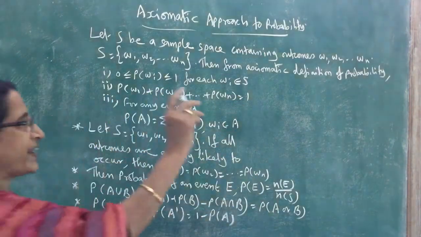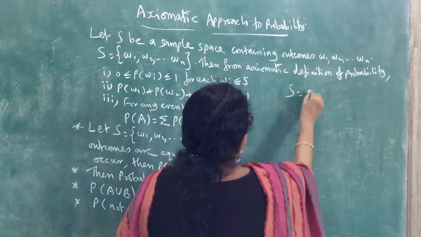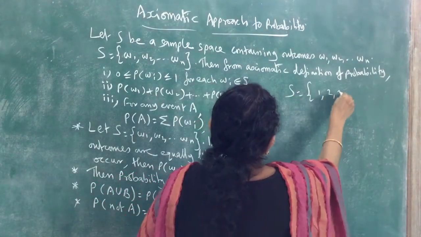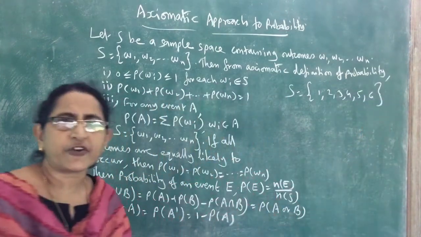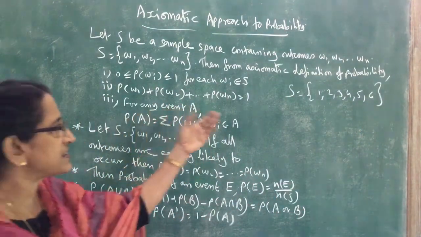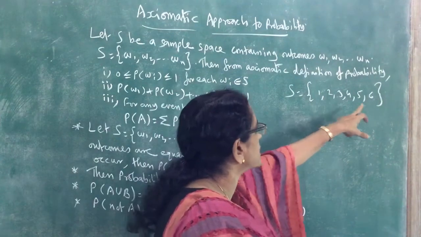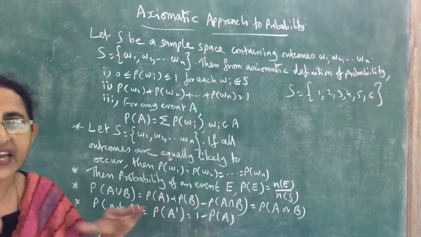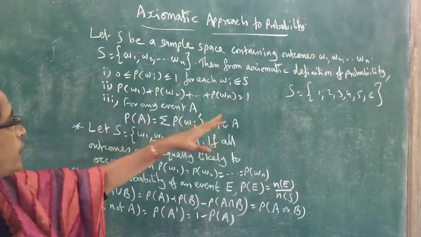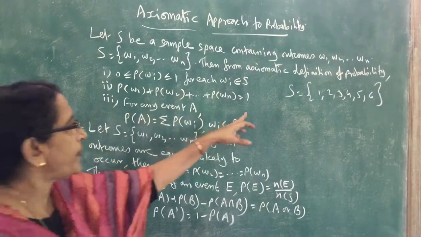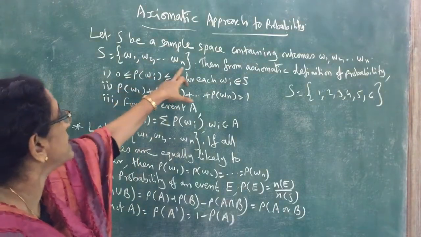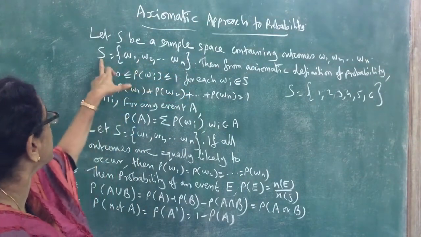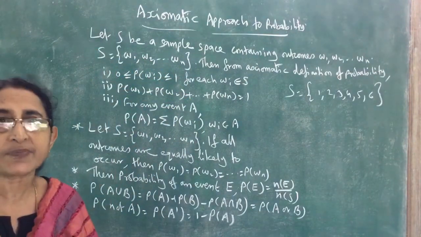So I will show you one example. Consider the experiment of throwing a die. So the sample space is the set S equal to 1, 2, 3, 4, 5, 6. That is the sample space for that experiment. Now we know what omega 1, omega 2, etc., omega n are: the elements of the sample space, or possible outcomes.